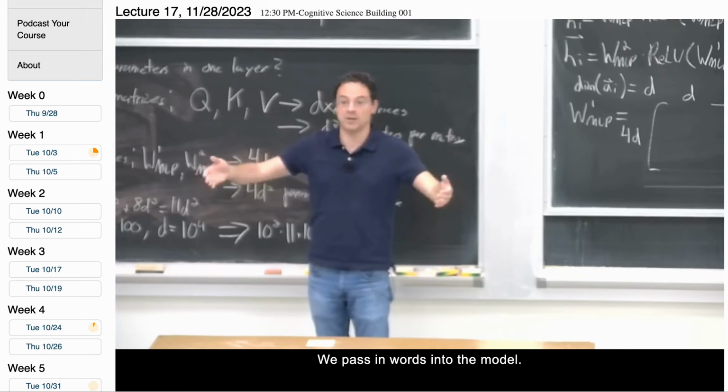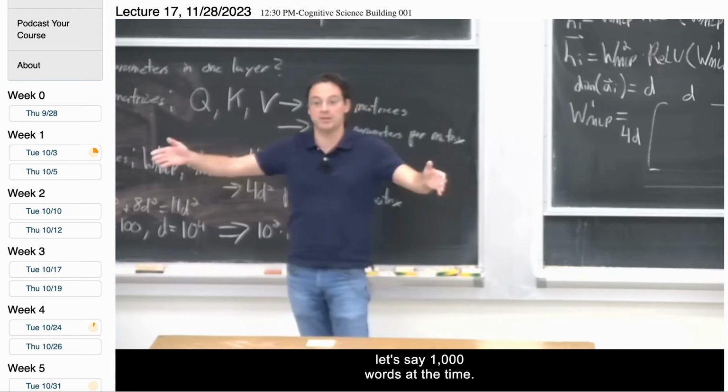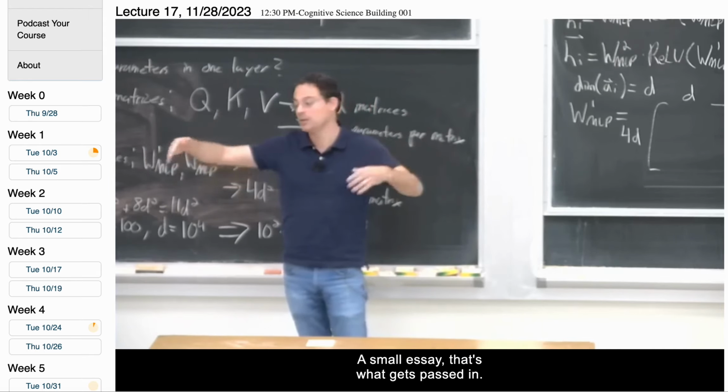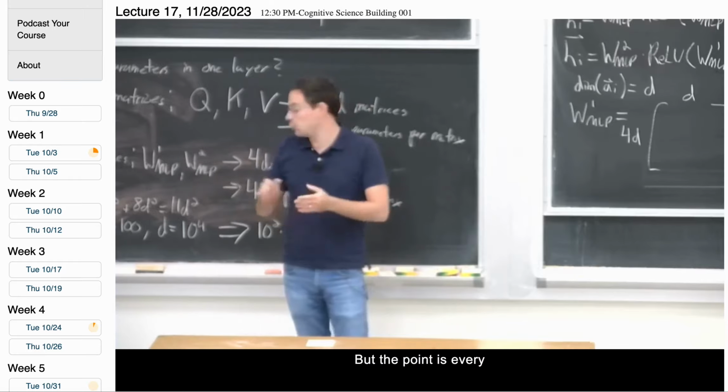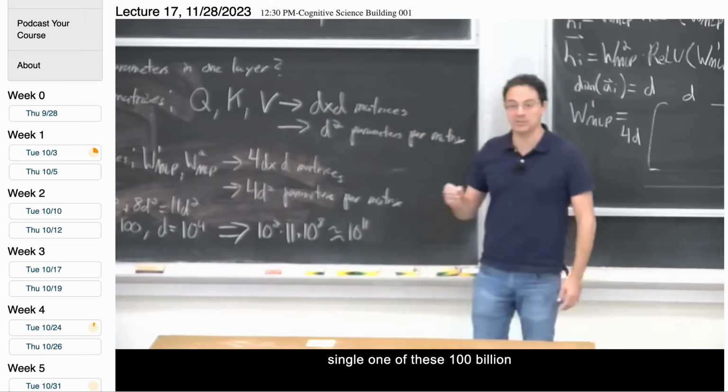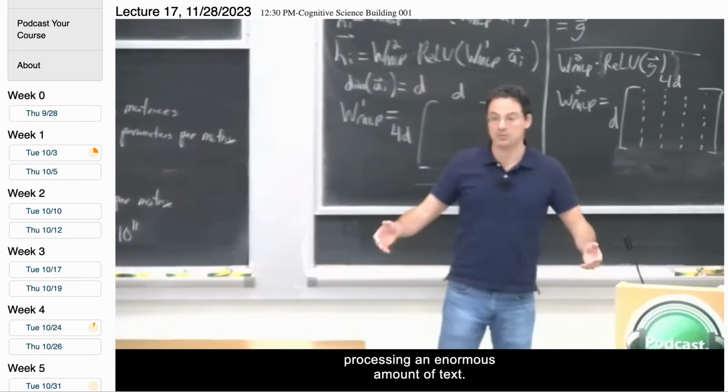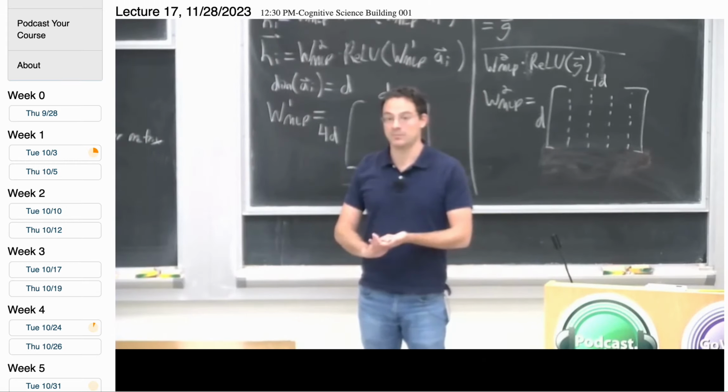So we pass words into the model. We pass in some number of words at a time, let's say 1,000 words at a time, like a small essay. Then the model does backpropagation on that. But look, the point is every single one of these 100 billion numbers needs to be learned. And the way that's learned is by processing an enormous amount of text. Any questions about that?